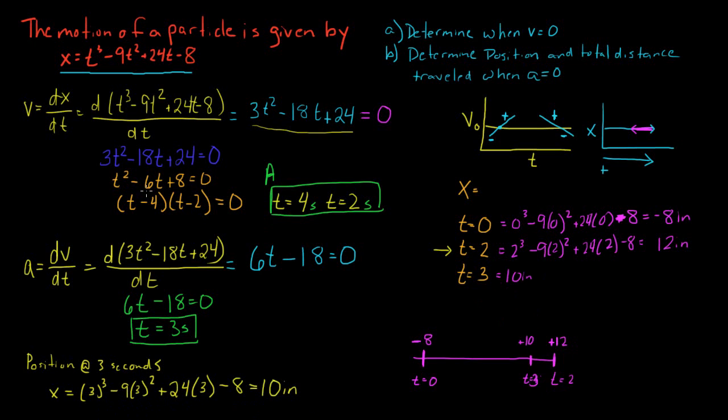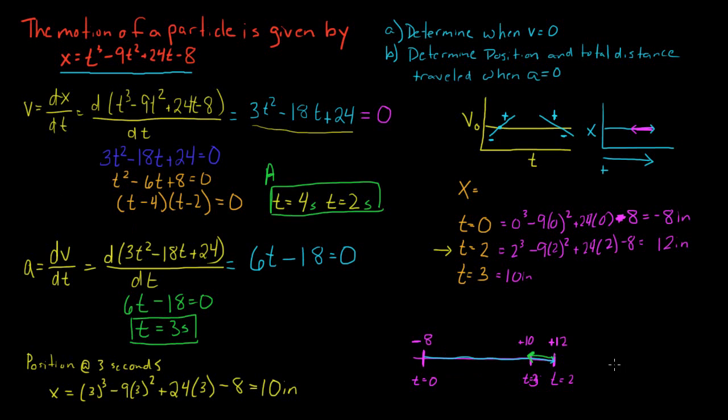So what does this mean? This means our particle moves along the x-axis this way till it gets to 2 seconds, and then at 2 seconds it comes back on itself and it comes to this point right here at 10. So our total distance traveled is 12 minus -8.